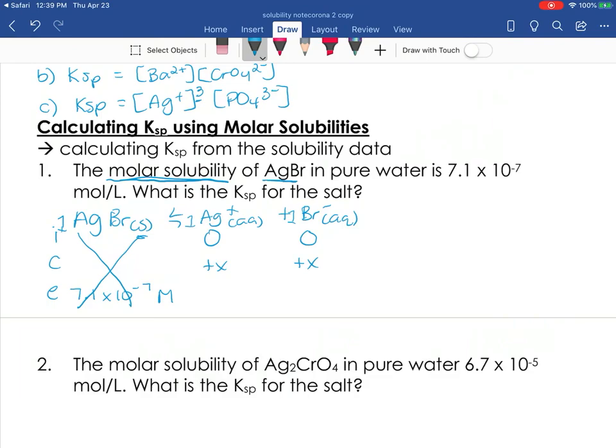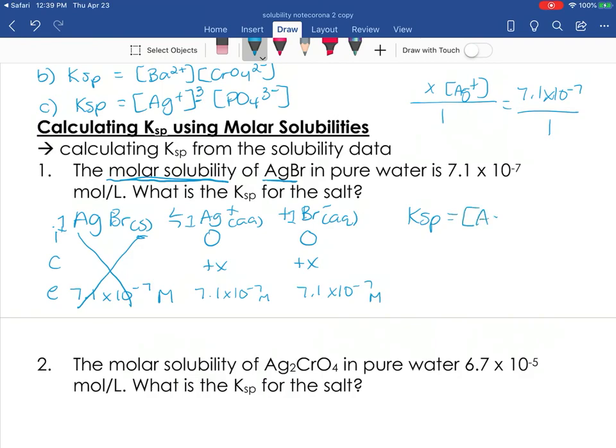Because these all have a coefficient of 1, what that means is if silver bromide is 7.1 times 10 to the negative 7, then silver is 7.1 times 10 to the negative 7, and so is bromide. You can certainly do the whole ratio. So we're looking for, let's say, silver. Its coefficient is 1, AgBr is this over 1, so because it's all 1, you're going to get the same value. So now you write the equilibrium law, which you get marks for, just like the last section.